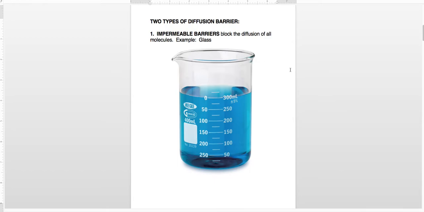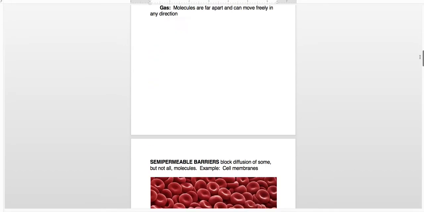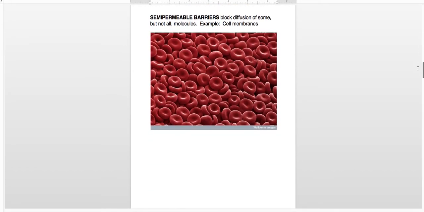Now, impermeable barriers are great because no chemicals can diffuse through them, but living things don't have those chemicals. Living things aren't made of diamond or of glass. So unfortunately for living things, they don't have any perfect diffusion barriers. Instead, what they have are partial barriers. They use what are called semi-permeable barriers.